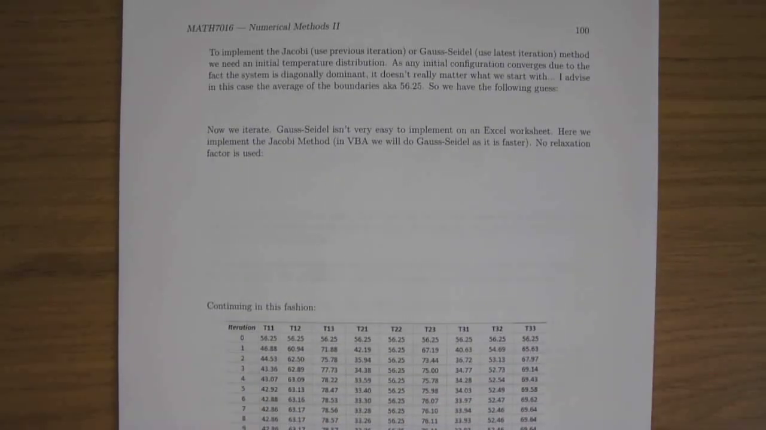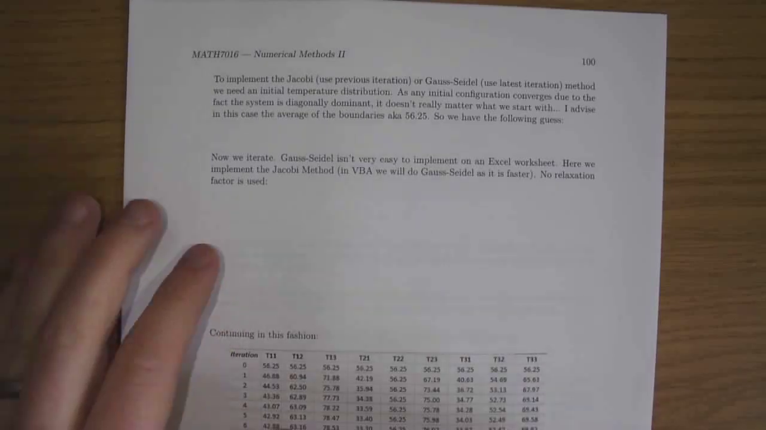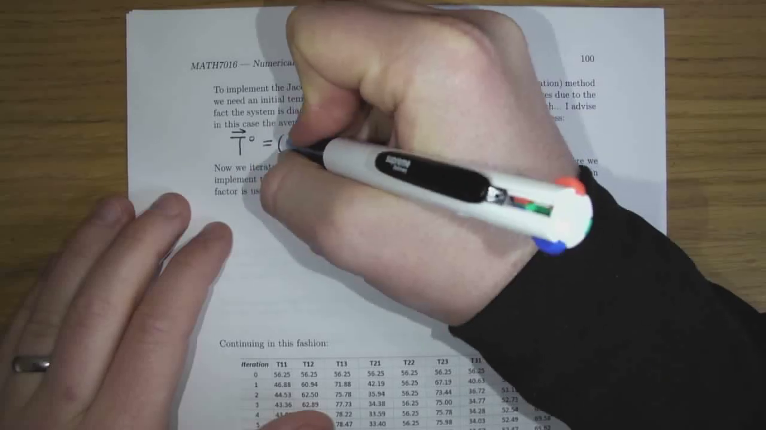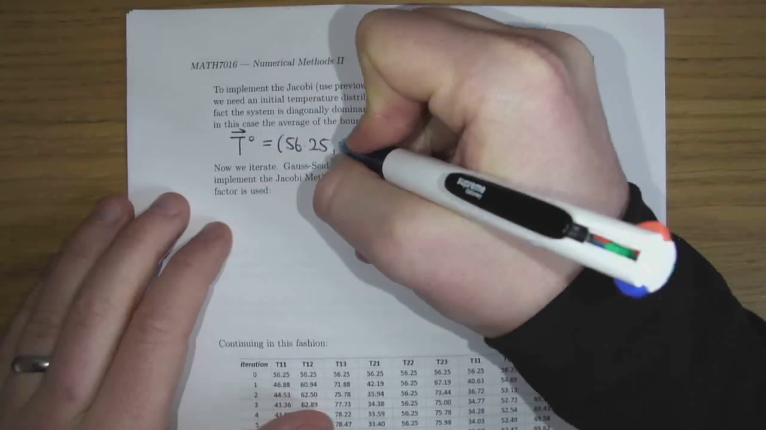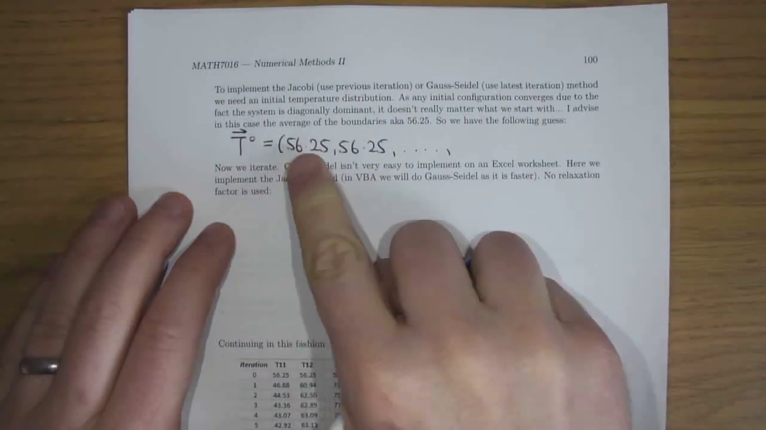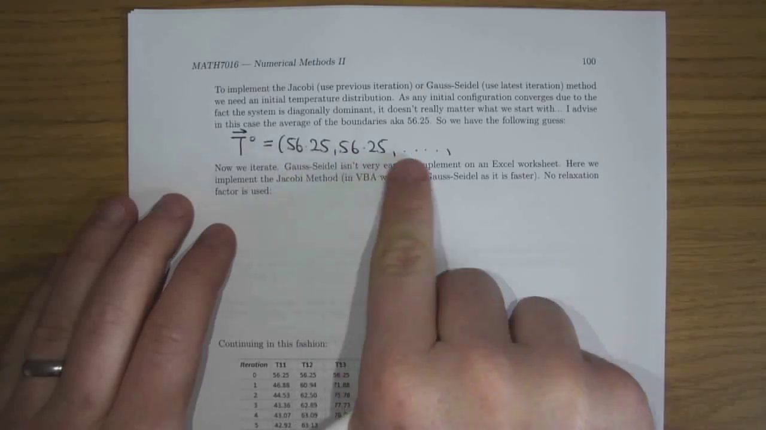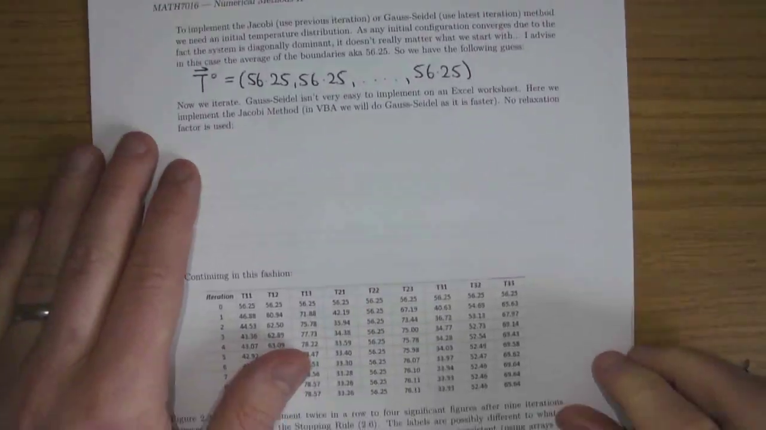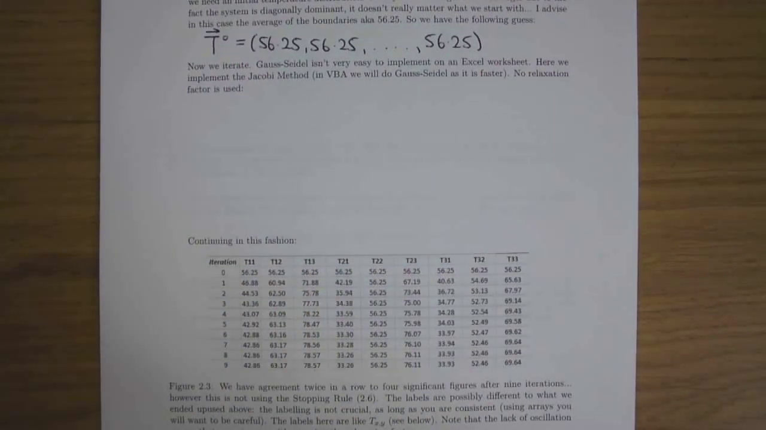So we have the following initial guess: we're going to take all of them, this will be T0, to be 56.25. And there's 9 temperatures. I'm not worried about what order this is. I'm just saying we're starting them all at 56.25, whatever that order is. Okay, so now we iterate. This is going to be using the Jacobi method, just because that's what happened down here. In VBA you use Gauss-Seidel, and I won't bother with the relaxation.